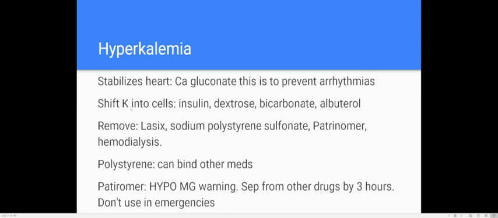To remove potassium from the body, you can use Lasix or furosemide, which is a loop diuretic. Sodium polystyrene sulfonate, patiromer, or hemodialysis. Polystyrene can bind to other meds, so you need to make sure you know that. And patiromer can cause hypomagnesemia. That's a warning. And you also want to separate it from other drugs by 3 hours.